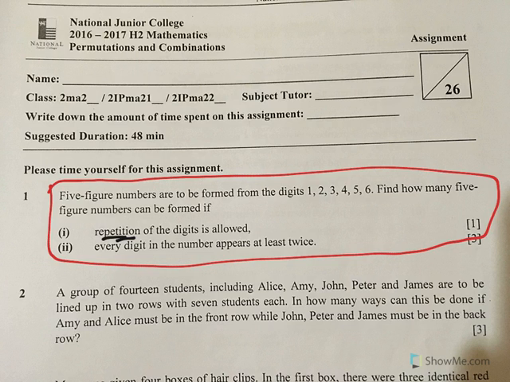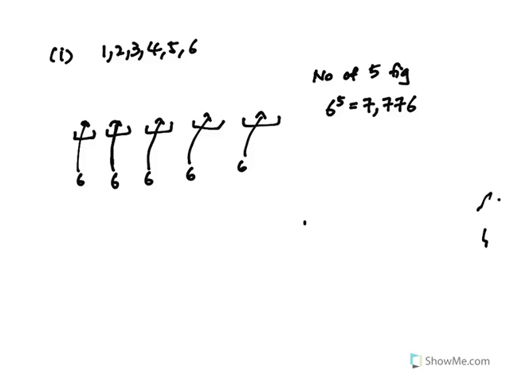Okay, then next one, part 2. If I want each digit to appear at least twice, I want every digit in the number to appear at least twice. Think carefully. A lot of times people may miss out certain cases, so you really need to put down your thoughts and think.